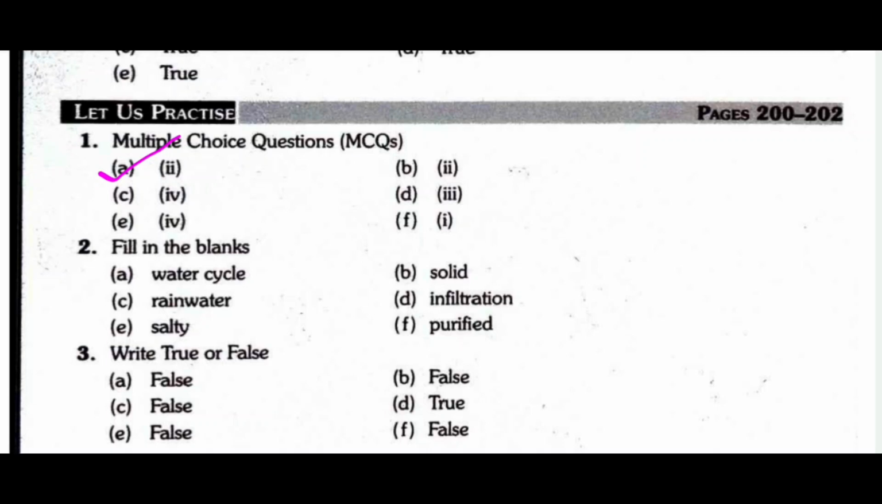World Water Day is celebrated every year on 22 March. Option 2. The process of changing of ice into water is called, question number C, melting. Question number D: which of the following state of water is called steam? So that is gas.